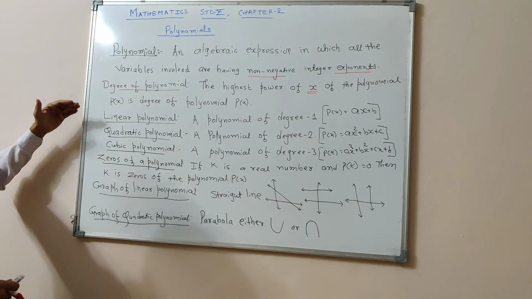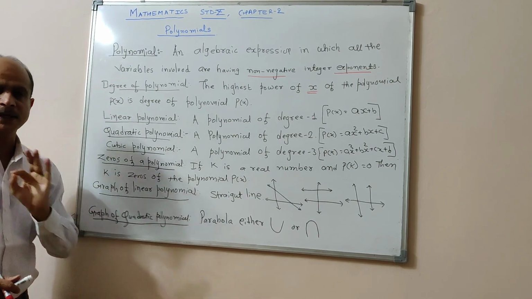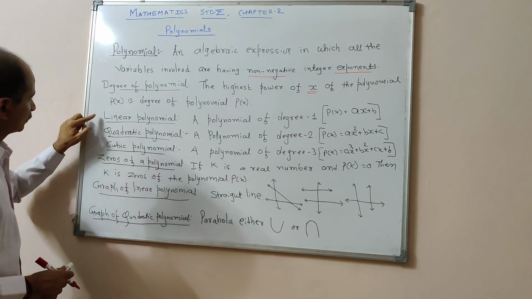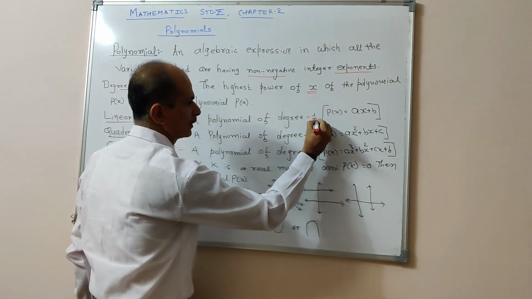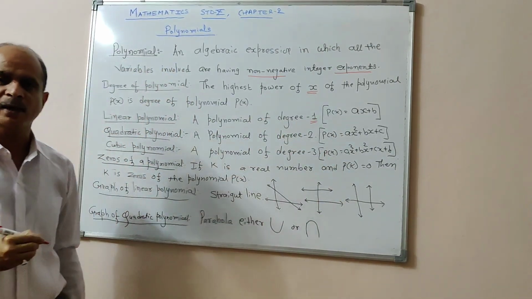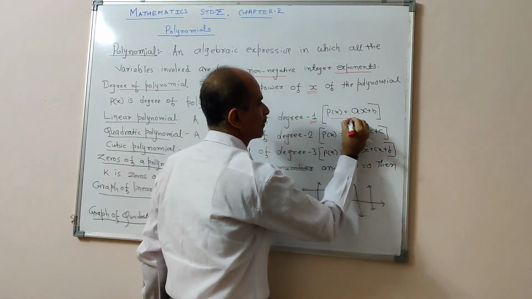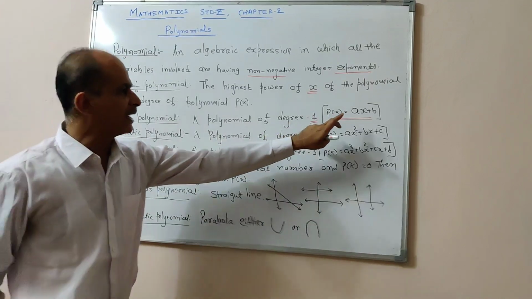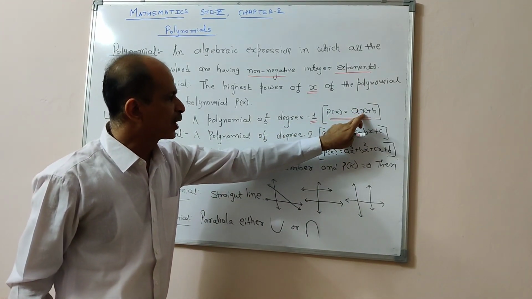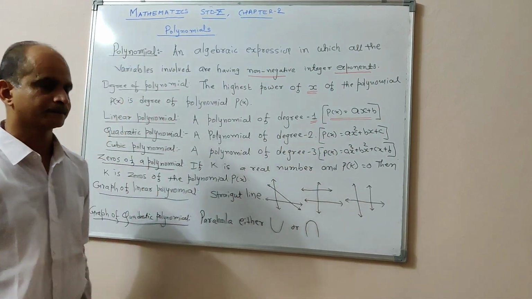You also know the types of polynomial on the basis of the degree. First one, that is linear polynomial. A polynomial of degree 1 is known as linear polynomial. And its general form is p(x) = ax + b, where a is known as coefficient of x and b is known as constant coefficient.